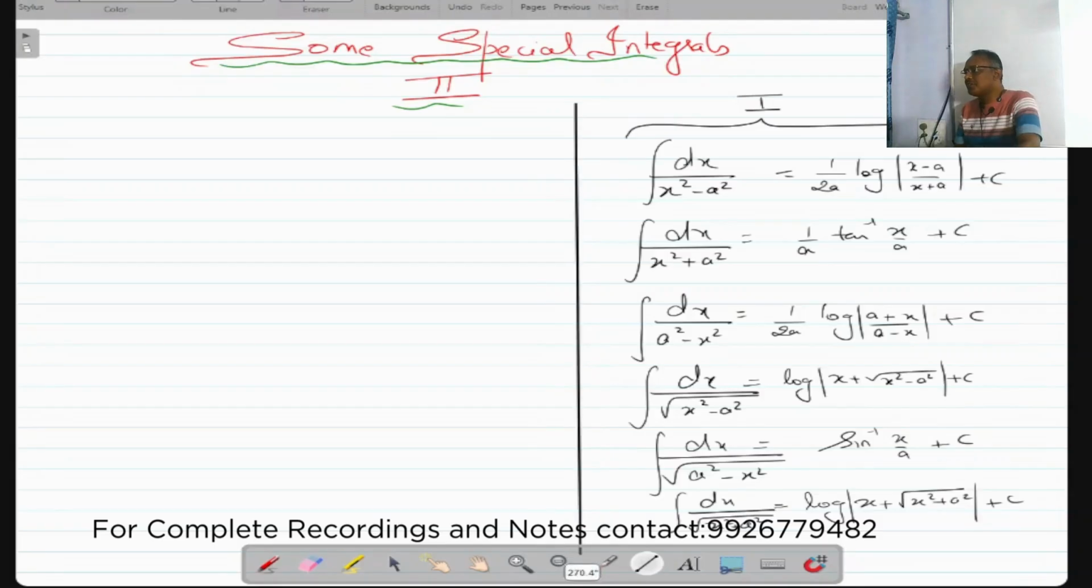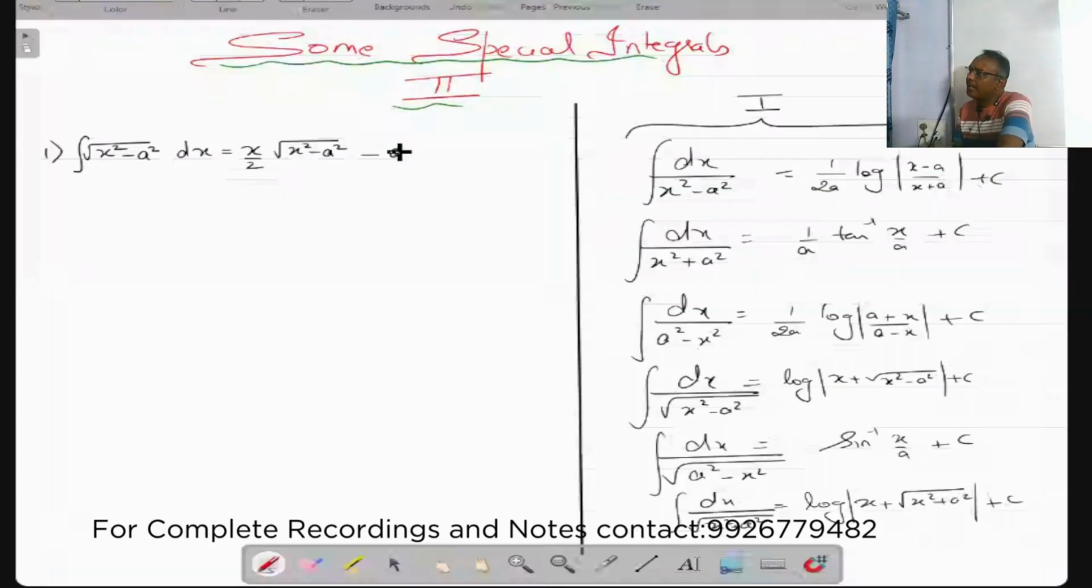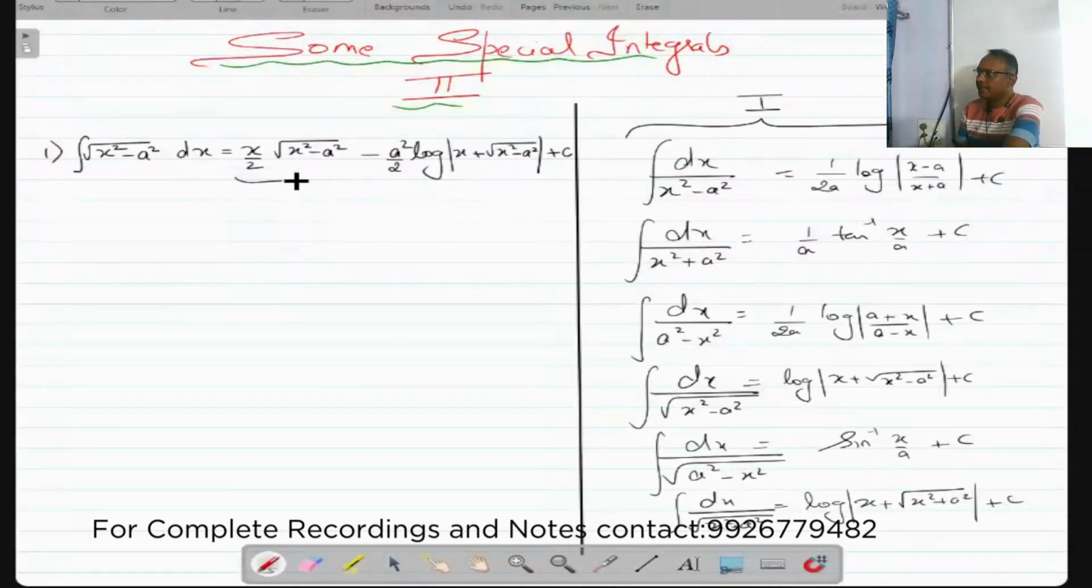We have special integrals 2. Integral of root over x square minus a square. The formula says x by 2 under root of x square minus a square minus a square by 2 log of x plus under root of x square minus a square plus c. छोटा सा फॉर्मूला इसका, बस इतना सा.